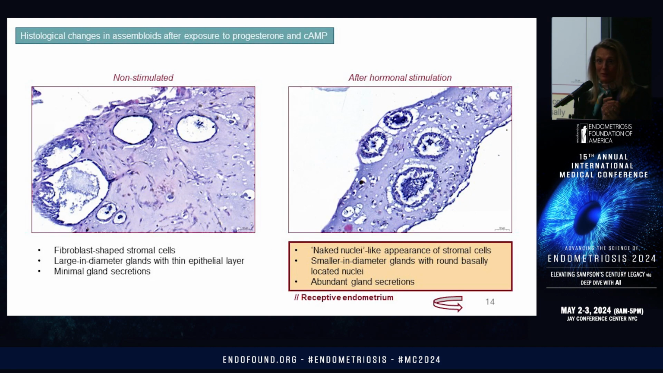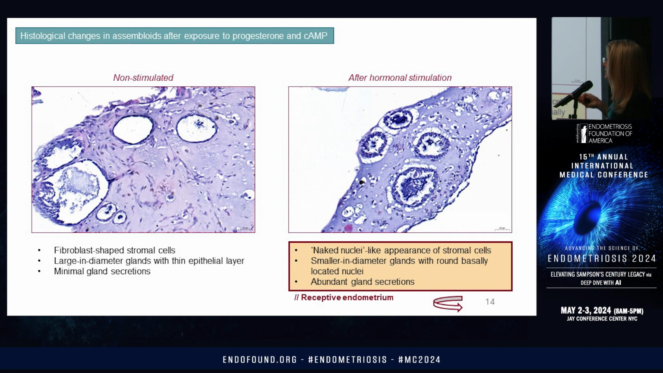Is that piece of tissue there in the Matrigel really the same as a piece of tissue in vivo? Well, are histological changes in assembloids possible after exposure to hormones? Yes. Here you see organoids that are non-stimulated. You see the stromal cells that have a fibroblast shape, and also large-diameter glands with a thin epithelial layer and very minimal gland secretion.